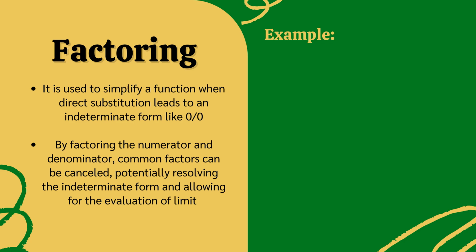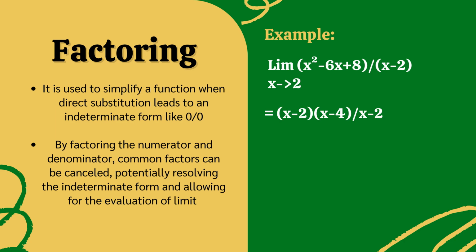Lastly, we have the limit of x squared minus 6x plus 8 over x minus 2 as x approaches 2. First thing we need to do is factor the numerator. To factor the numerator, we need to find two numbers that when multiplied give a positive 8 and when added give negative 6. The numbers we find are negative 2 and negative 4.